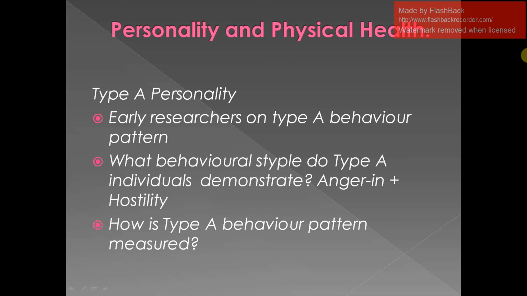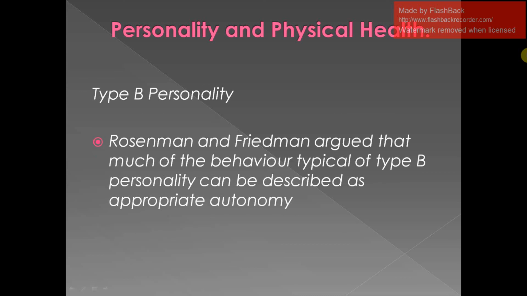Looking at type A personality, early researchers on type A behavior pattern argue that it is linked to cardiovascular disease by pathogenic neurophysiological mechanisms. Also, type A individuals often display behavior styles typified by anger, for example, subtle behavioral expressions of anger in response to criticism, and hostility, for example, unfriendly and cold behavior. How type A behavior pattern is measured is important, and the structured interview appears to be the most valid and reliable measure.